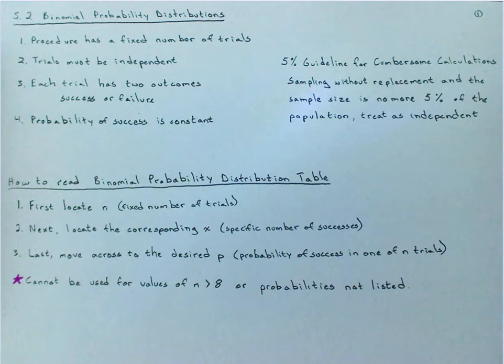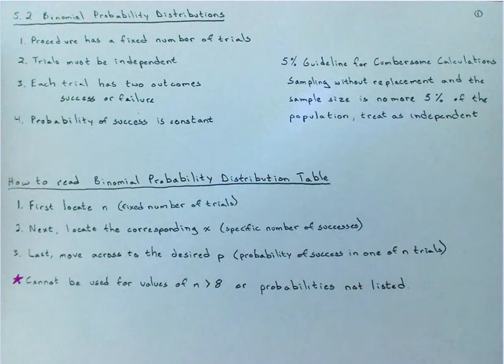That means that if your sample size is no more than 5% of your population, because it's such a small number, you can sample without replacing and still treat it as though it's independent. Because remember, whenever I sample without replacement, I now have a dependence. I change my sample space as I go along. But since it is such a small percent of the overall population, you may treat it as independent.